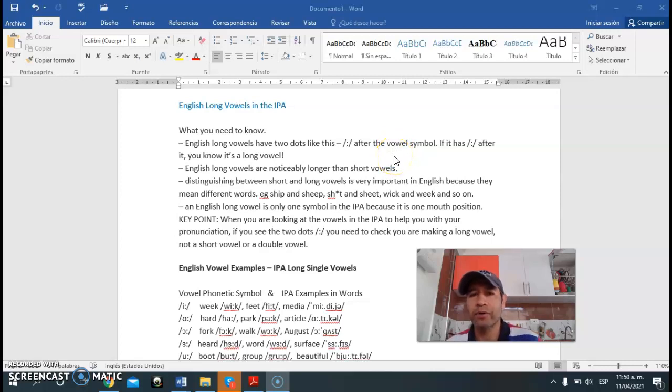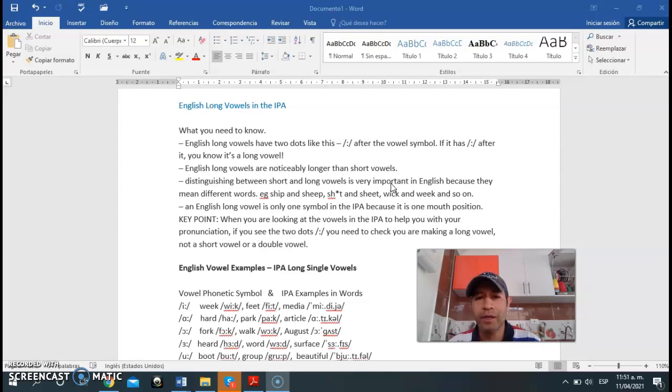Distinguishing between short and long vowels is very important in English because they mean different words. Ship and sheep. Wick and week, and so on. An English long vowel is only one symbol in the IPA because it is one mouth position.